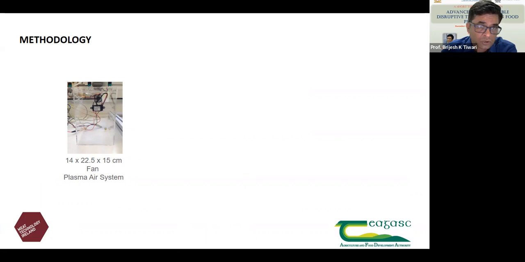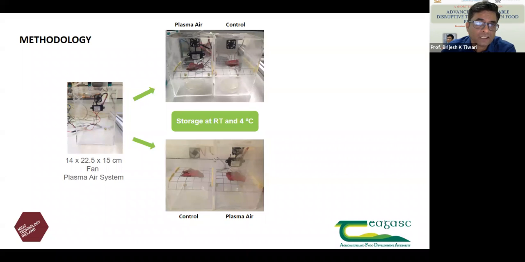I'll show you another example of how we scaled up a technology starting from the basics. This small black system is a plasma air system which can operate with a 6-volt battery, and there's a small fan here. We created one chamber, initially used for the bread experiment to show how we can decontaminate the air surrounding it. Subsequent experiments focused mainly on meat, which is why you can see some meat here.